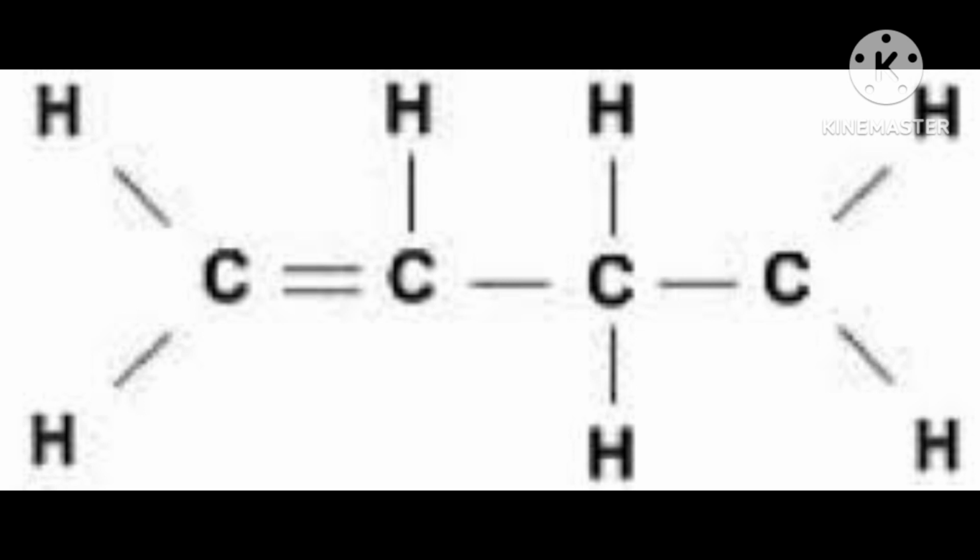Above the carbon just write 2, 3, 4, 5, 6, 7, 8. Then on the third carbon a methyl group is attached. On the third carbon, one hydrogen is gone, and in its place a methyl CH3 group has joined. That's why this compound is called 3-methyl octane. 3-methyl octane means a methyl group is attached on octane.